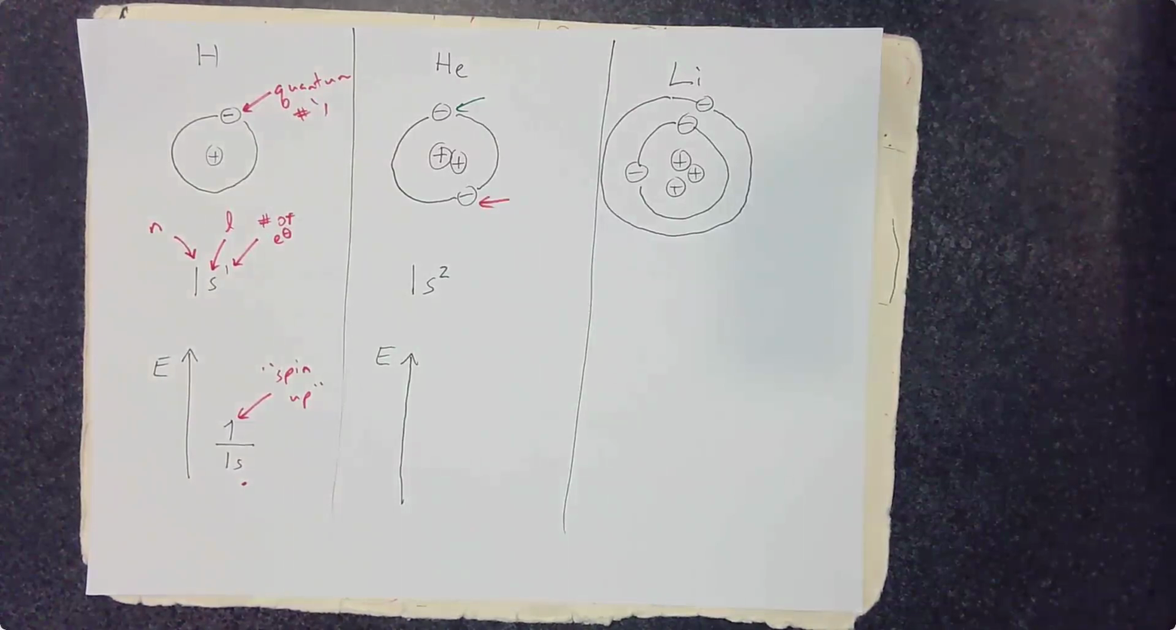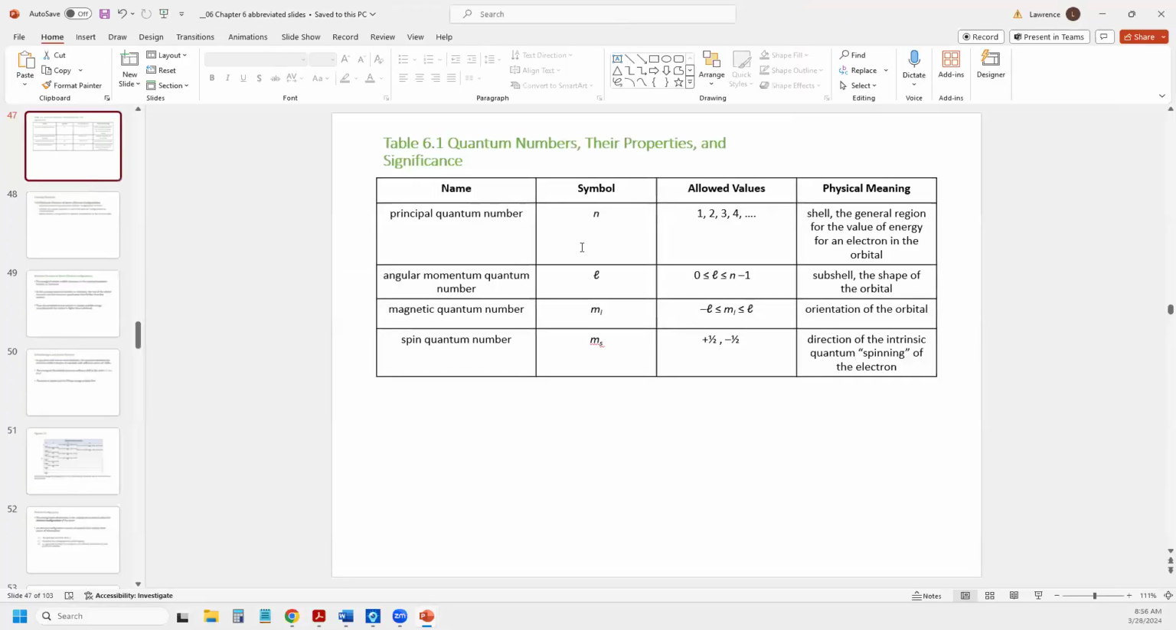If n is equal to 1, L can only go up to n minus 1. L is 0. If L is 0, it's an s orbital. Yeah, no problem.